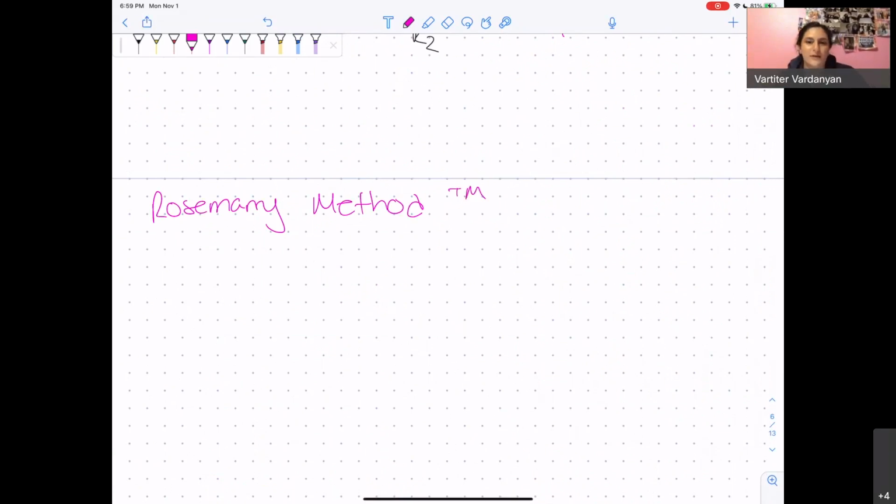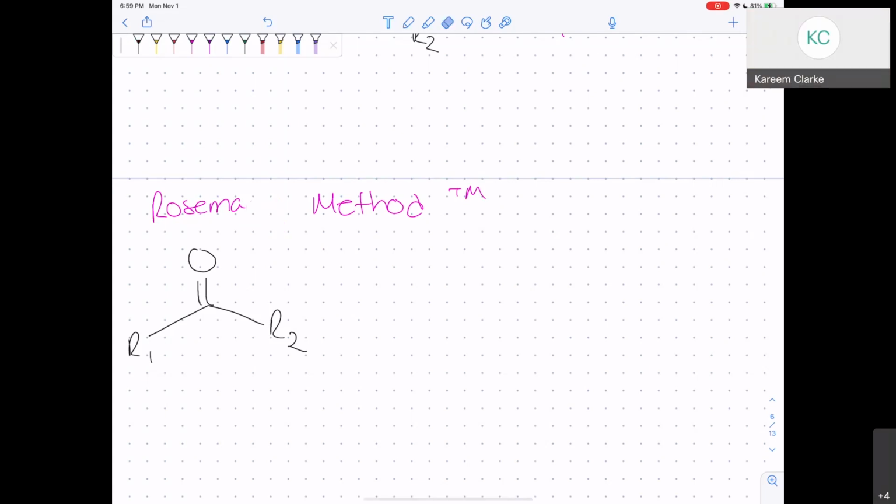The Rosemary method. So we have a ketone, right? And that ketone has R1 and R2. You could think of this as a little creature, a little molecule creature.